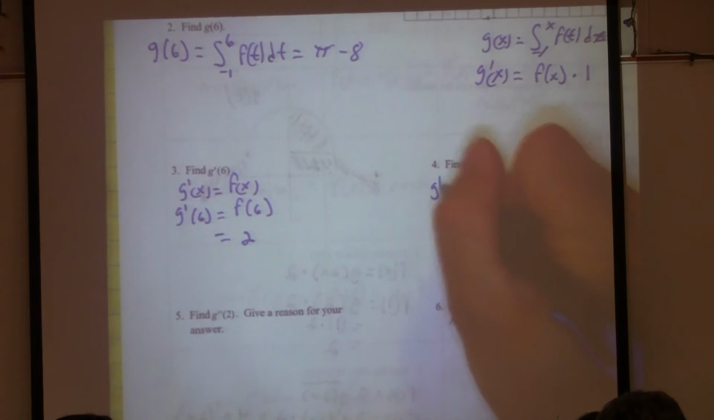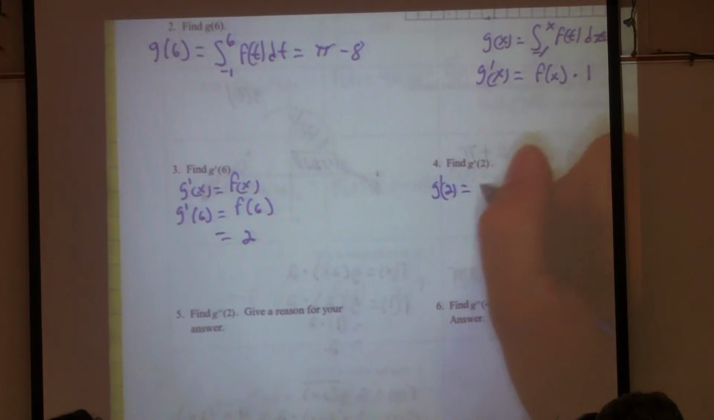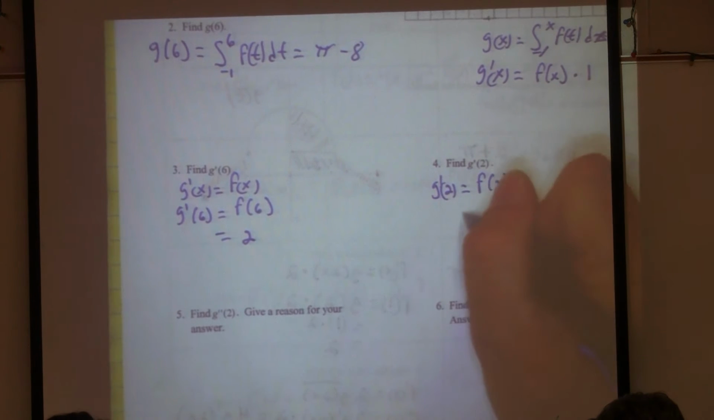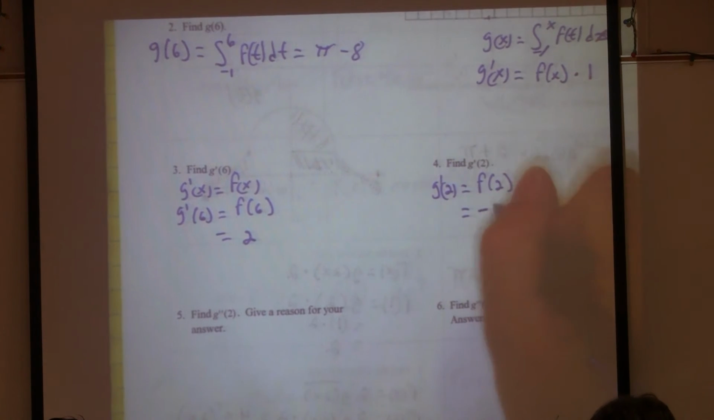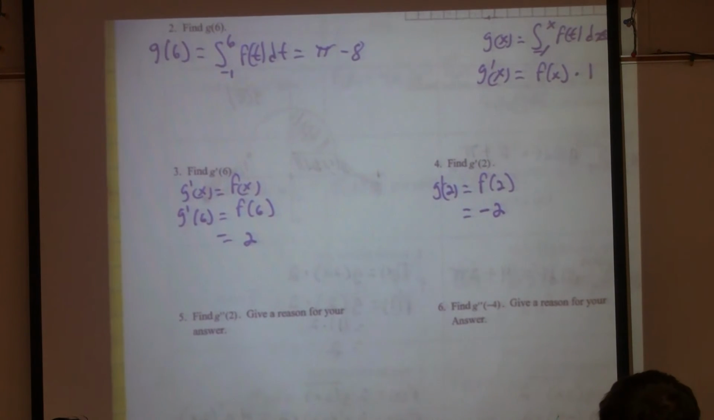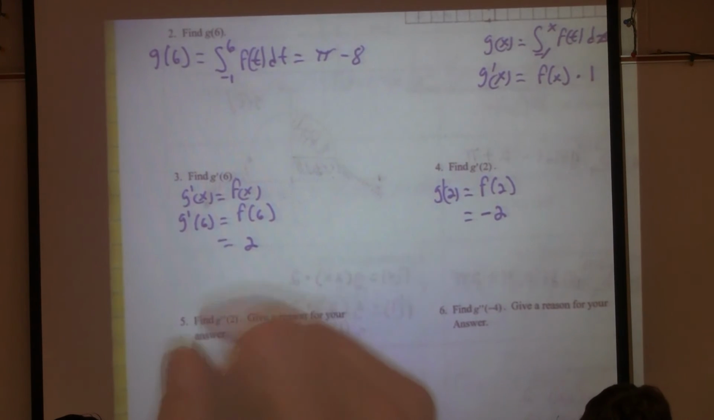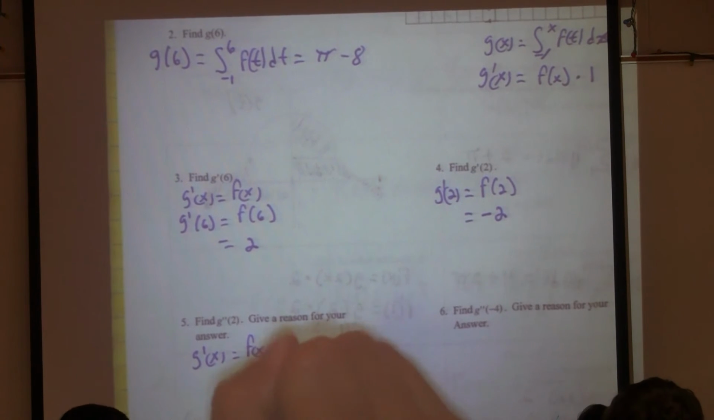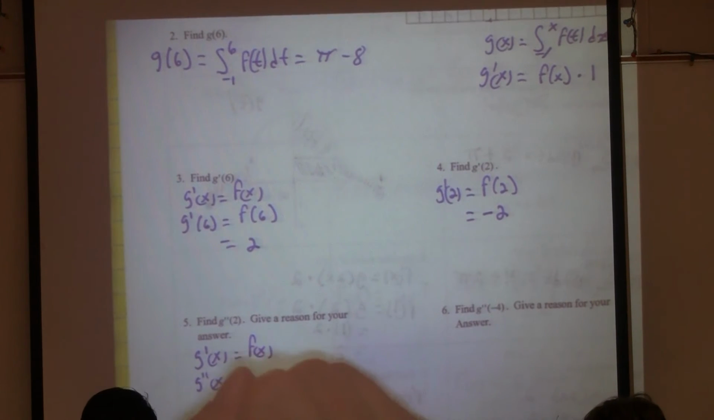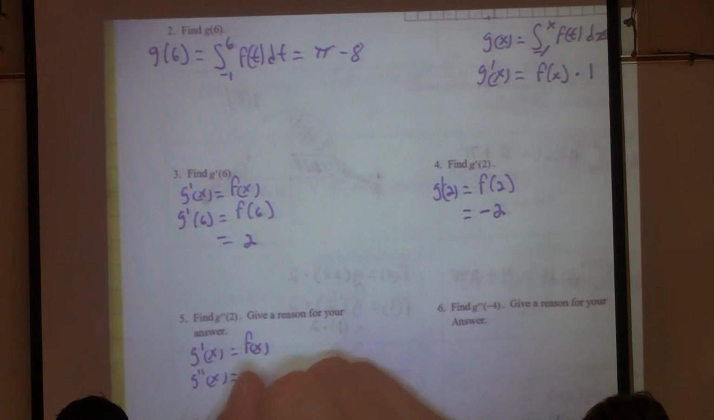If I want g prime of 2, that's equivalent to f of 2. So go to your graph, go to 2, and what do we get? -2. So far so good? The next one's asking for g double prime. So we know g prime is f of x, so what's g double prime gonna be? F prime of x.